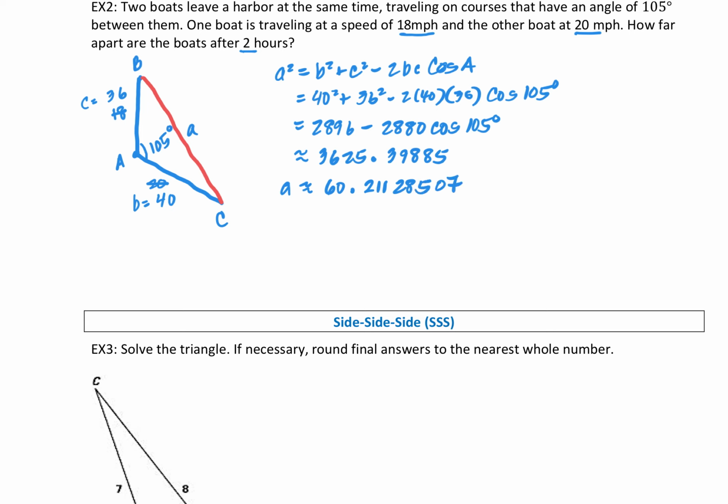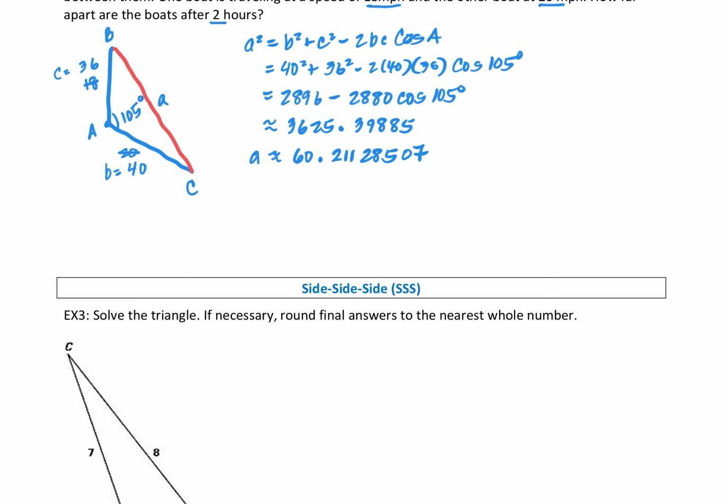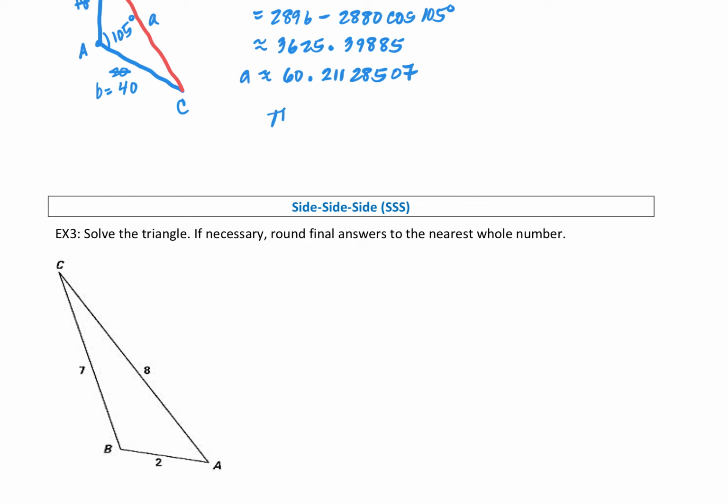60.211288507. So in this problem, it doesn't say what we're going to round to. However, all the values were given to me in whole numbers. There were no decimals there. So I'm just going to round that 60.211288507 to 60. And then in my sentence answer, it would be the boats are about 60 miles apart. And if you want to write after 2 hours, that's fine.